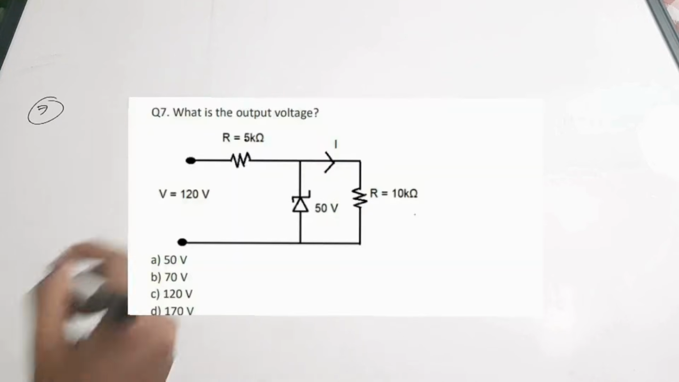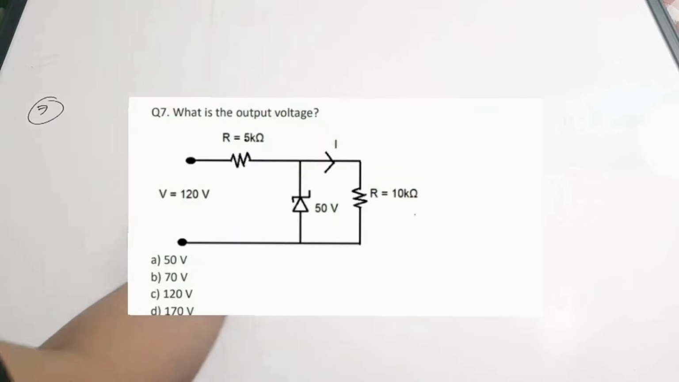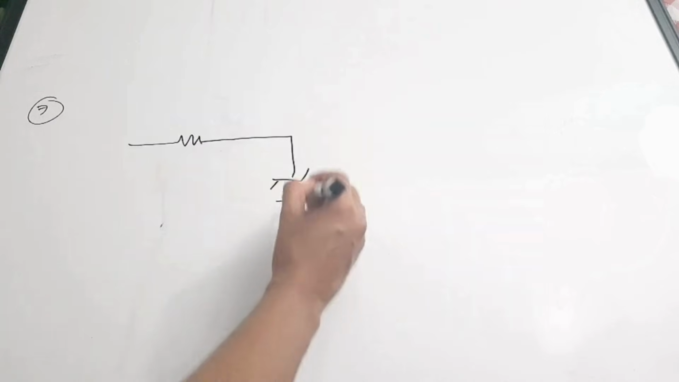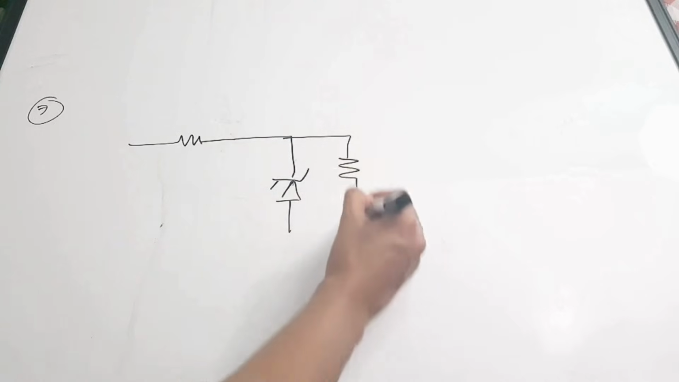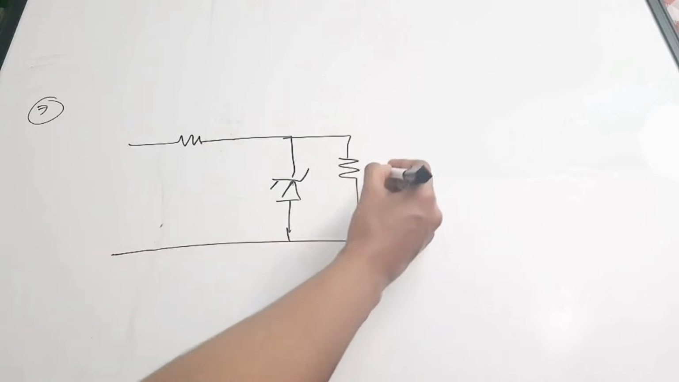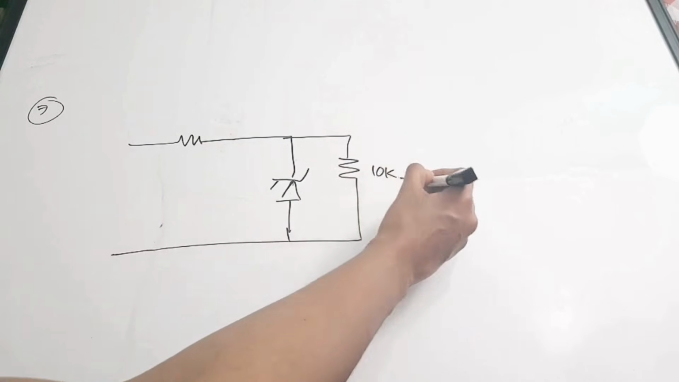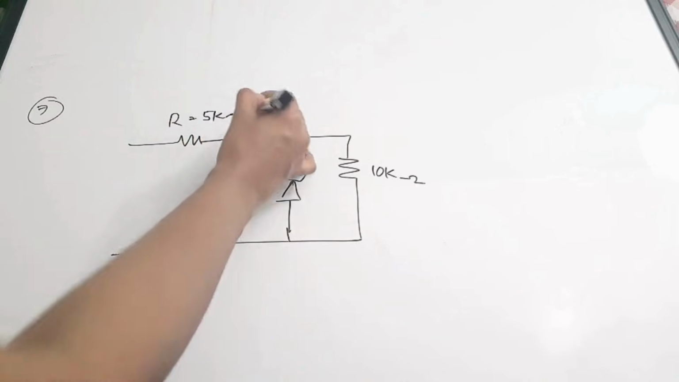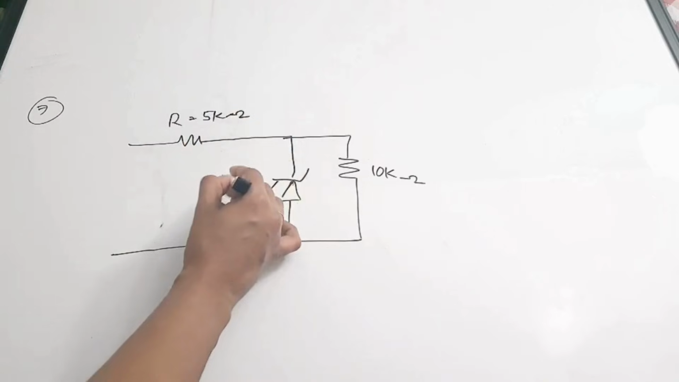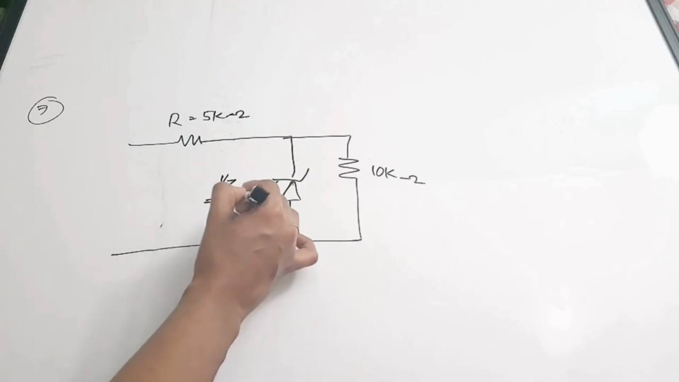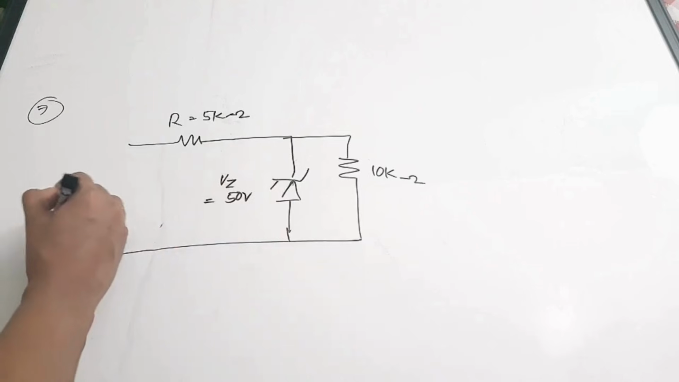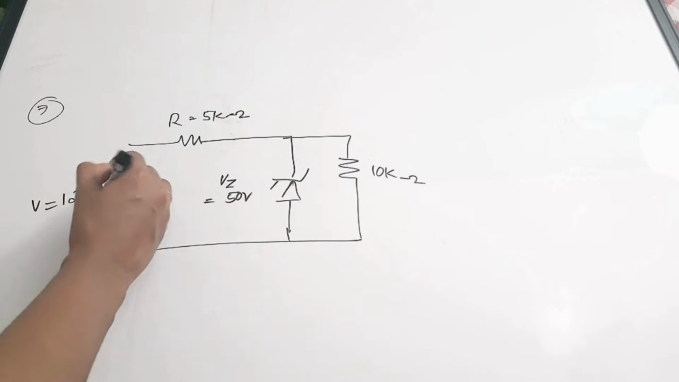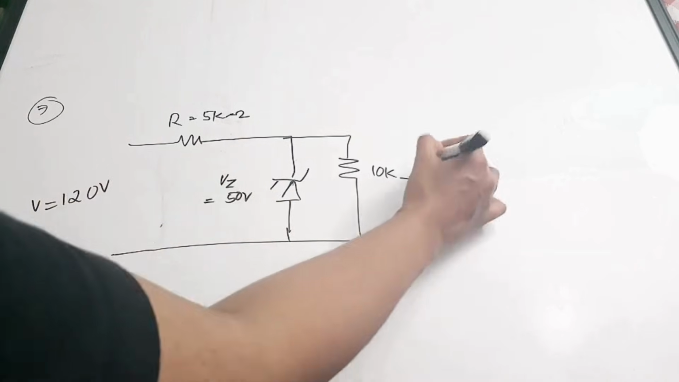So what all things have been given? I'll draw the circuit for you. There is a resistance, which is a series resistance. There is a Zener diode and a load. The value of the load is 10K. The value of R is 5K. The value of the Zener voltage, that is VZ, is equal to 50 volt. The applied voltage is 120 volt. We need to find what is the V out.